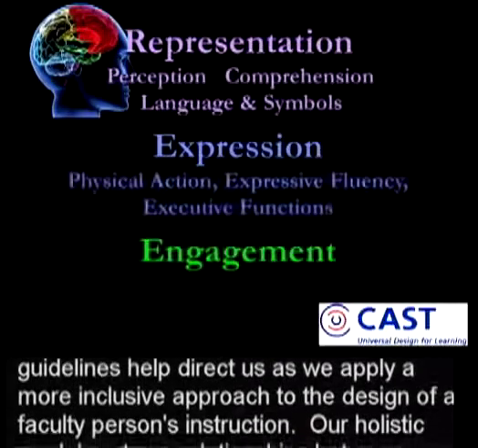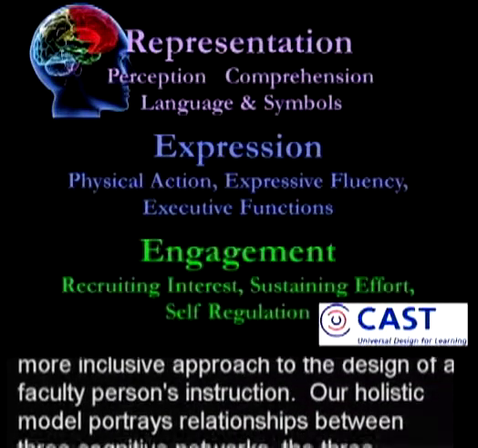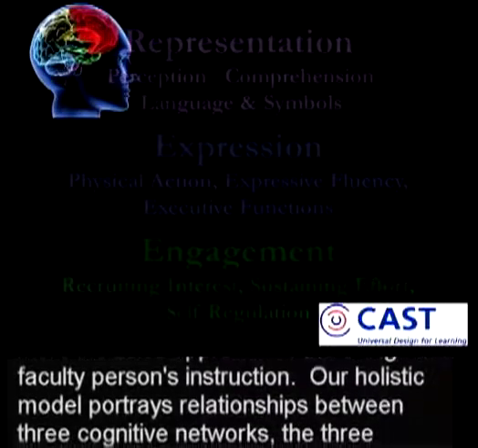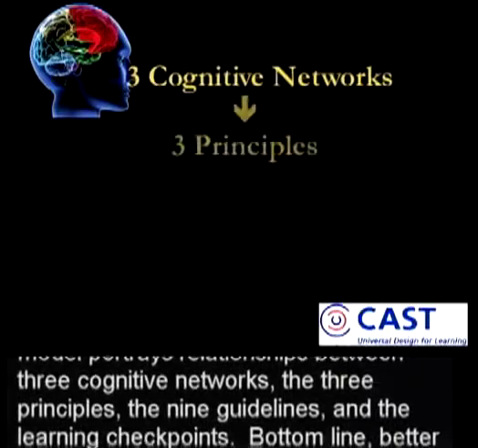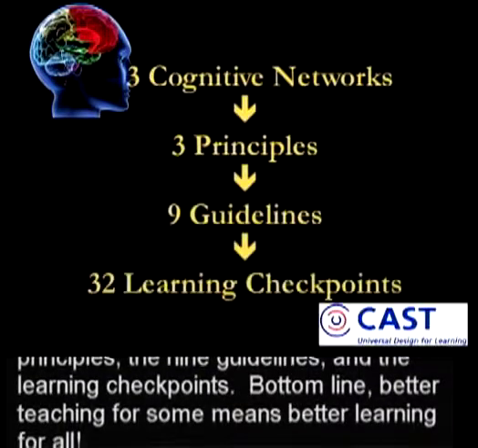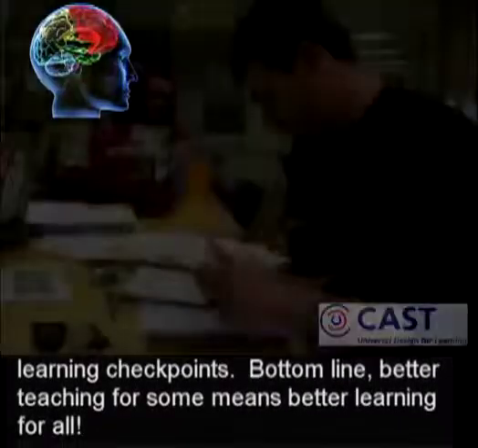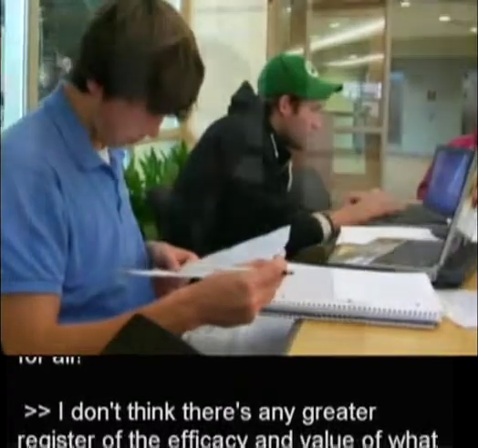9 guidelines help direct us as we apply a more inclusive approach to the design of a faculty person's instruction. Our holistic model portrays relationships between 3 cognitive networks, the 3 principles, the 9 guidelines, and the learning checkpoints. Bottom line, better teaching for some means better learning for all.